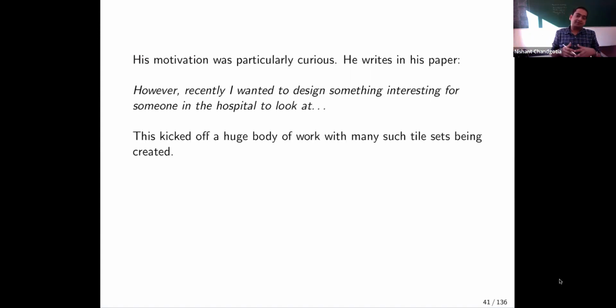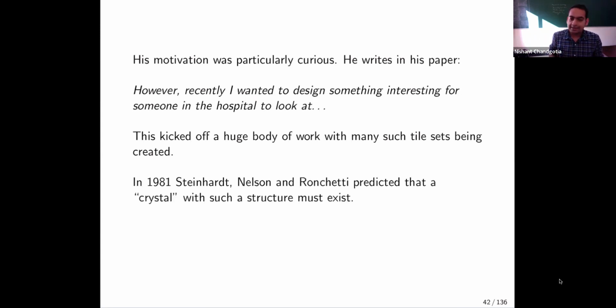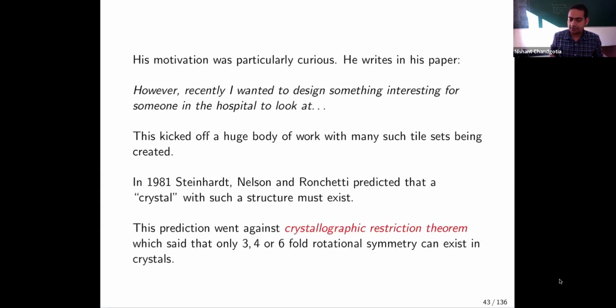But what it did is, he was already very famous, and he does something, and this kicked off a huge body of work with many such tile sets being created, everybody creating their own tiles which tile aperiodically. In 1981, Steinhardt, Nelson, and Ronchetti predicted that there must exist a crystal which has such structure. This prediction went against the crystallographic restriction theorem, which said that crystals should only have 2, 3, 4, or 6-fold rotational symmetry. And this came from the fact that all crystals must be periodic. This was what people thought was true, and this goes back hundreds and hundreds of years.